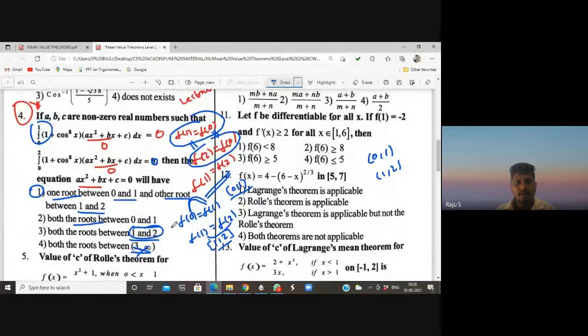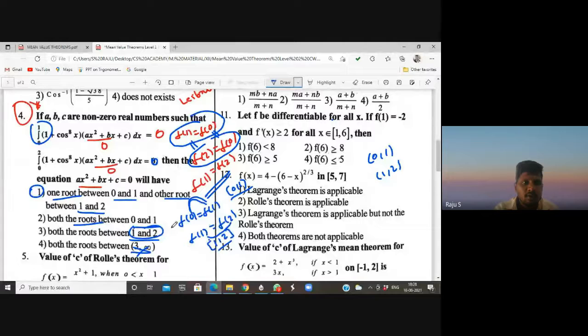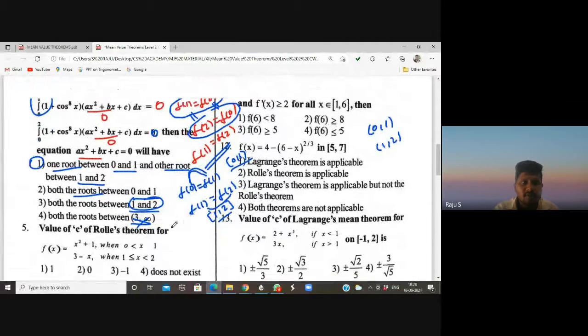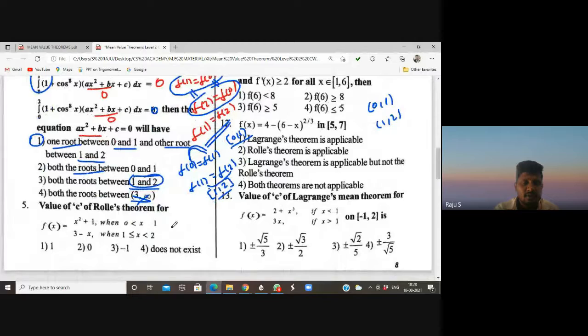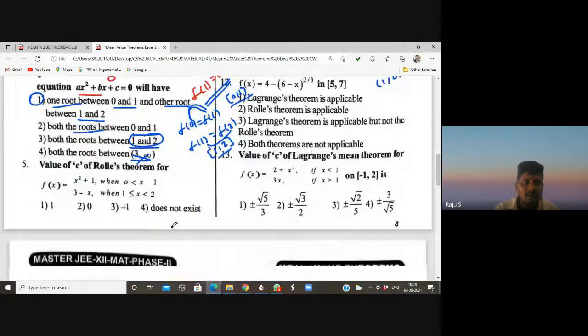Okay, fine. So the first option is correct. If you want, after discussing definite integration, you can clearly understand this.